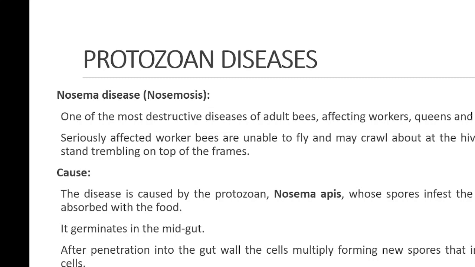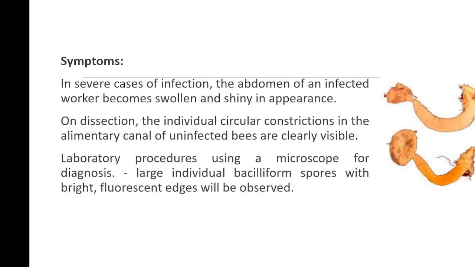The cause of the disease is actually a protozoan. Sometimes in an examination you may be asked to explain what nosema disease is. It is a protozoan disease caused by Nosema apis, whose spores infest the bees and are absorbed in the food. What happens is that the protozoan enters the honeybee through its food, and once it is in the intestine it germinates in the midgut. After penetration of the gut wall, cells multiply, forming new spores that infect new gut cells. So primarily the gut or intestine is affected.